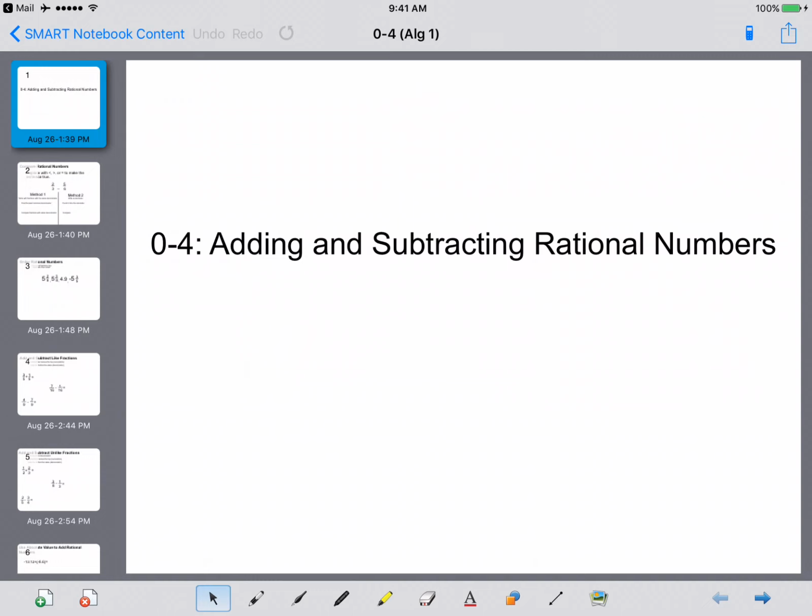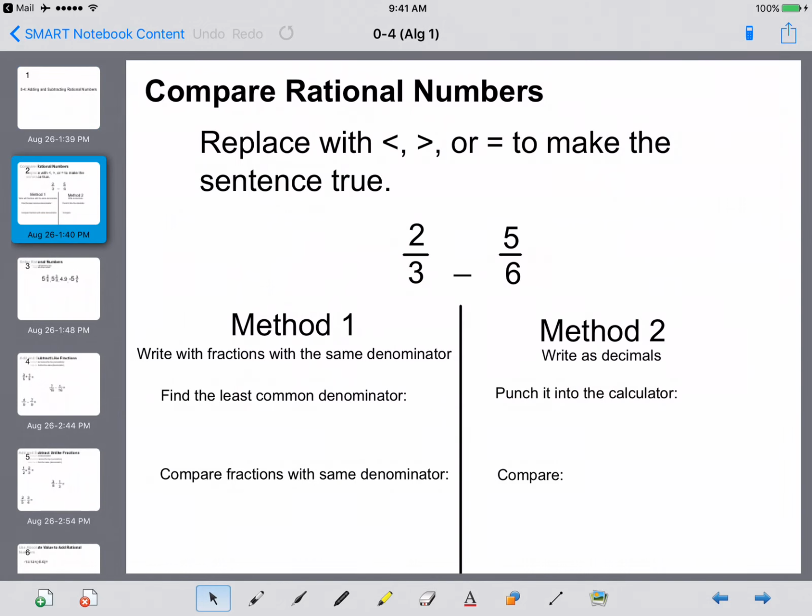Here we are at Chapter 0, Lesson 4, Adding and Subtracting Rational Numbers. So we're going to start off with how you compare rational numbers. We want to replace the blank with the less than, greater than, or equals to sign to make our sentence true. So we have 2/3 blank 5/6.